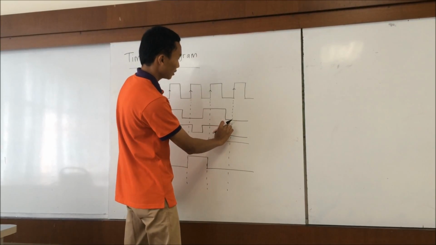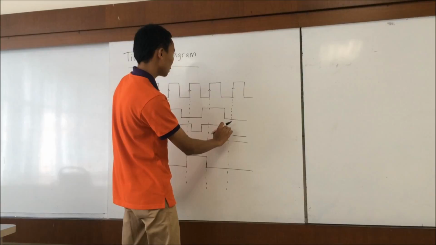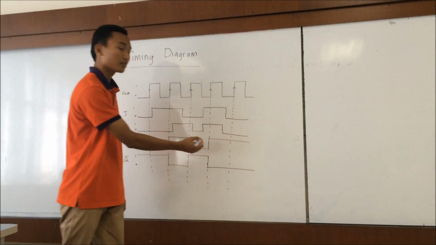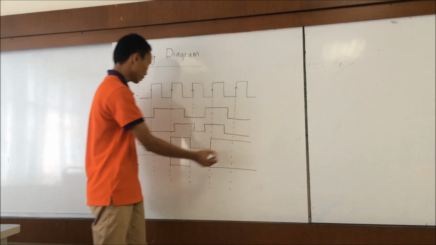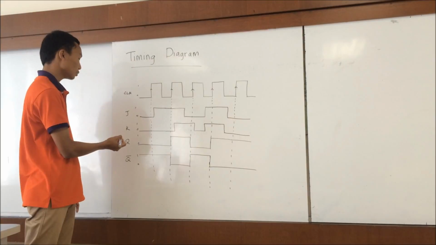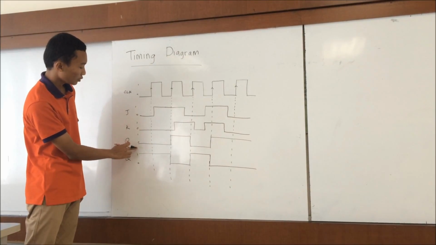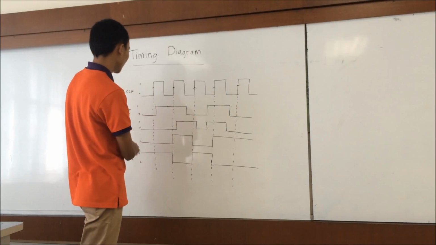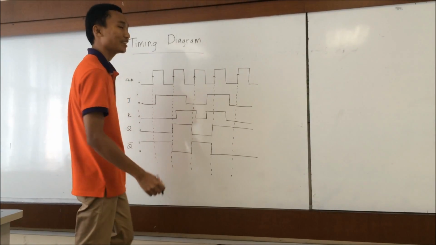And then the next input is 0, 0, which is no change. So the value of 1 remains 1. The Q bar is the inverse of Q, which means if Q is 0, Q bar will be 1. So it is like a symmetry to Q. So that's all from me.